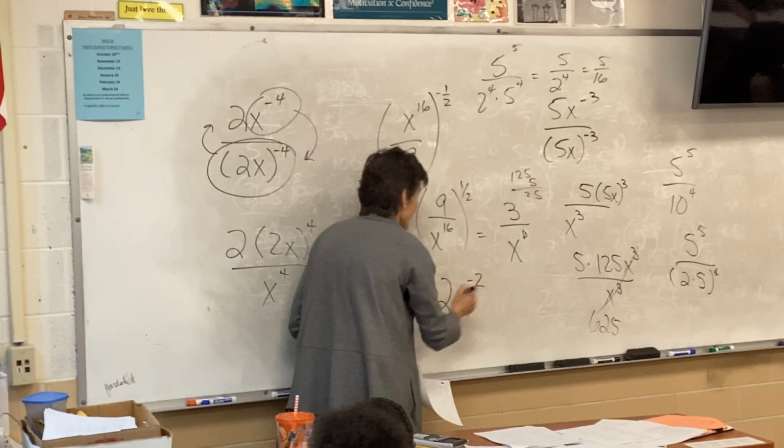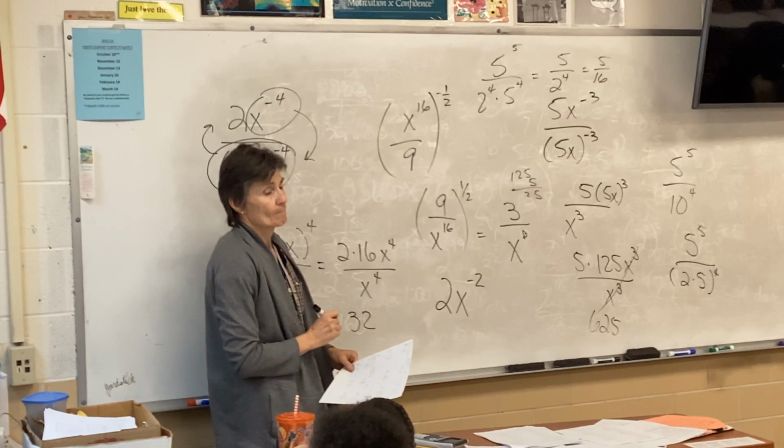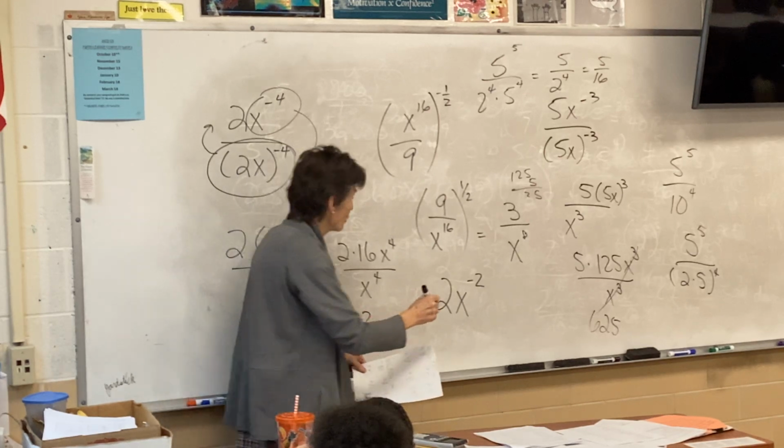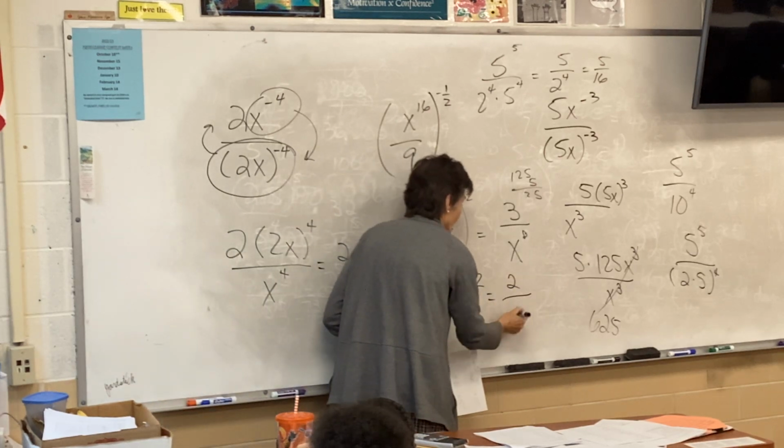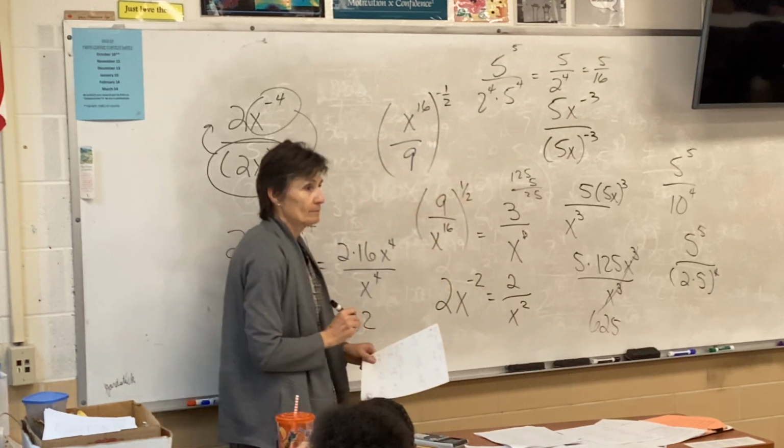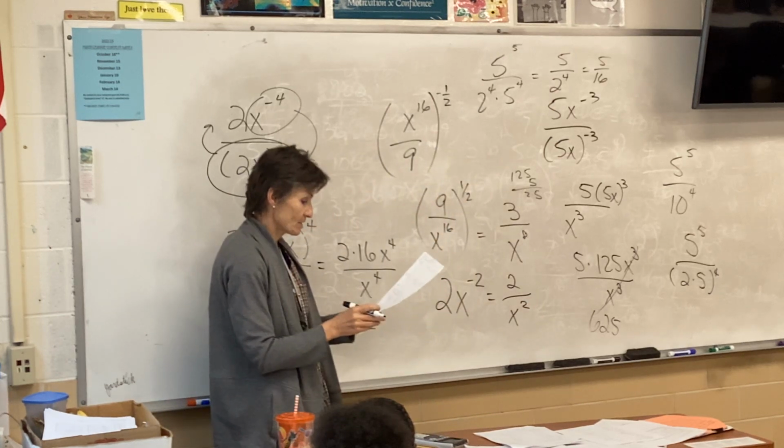Quickly, we're almost out of time. What's that? That's my tricky one, but no one's going to fall for it. It's 2 over x squared, right? 2 over x squared.